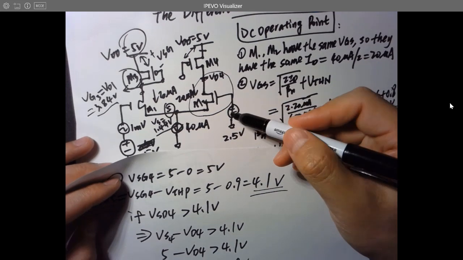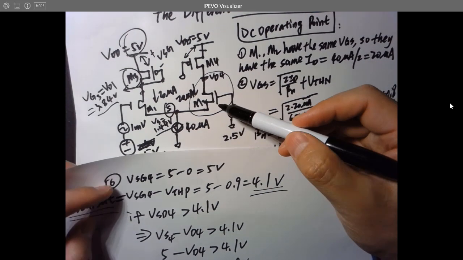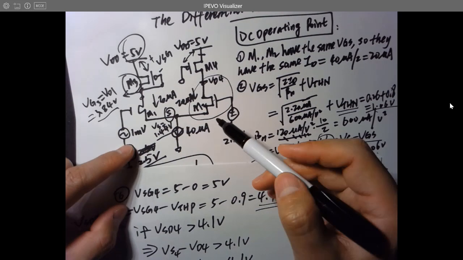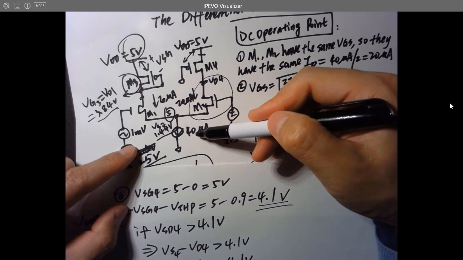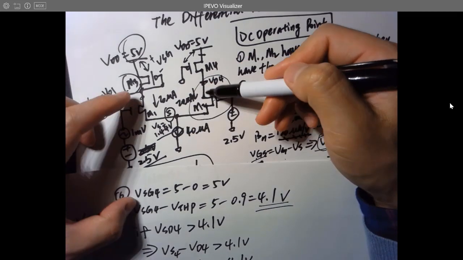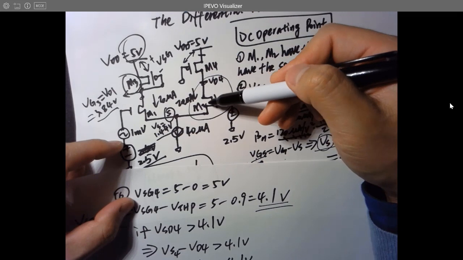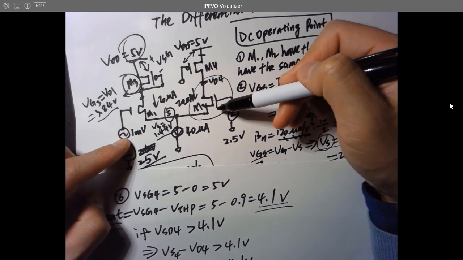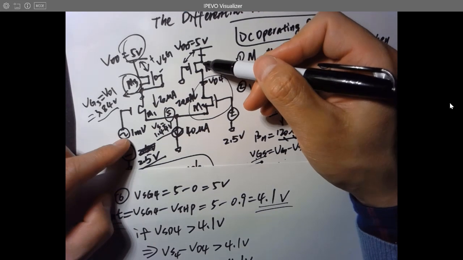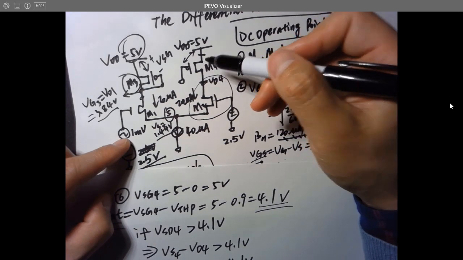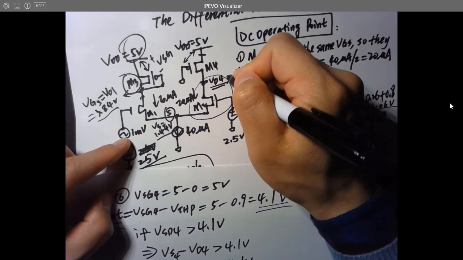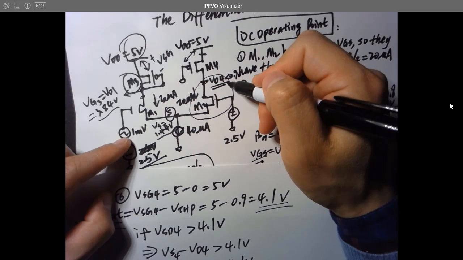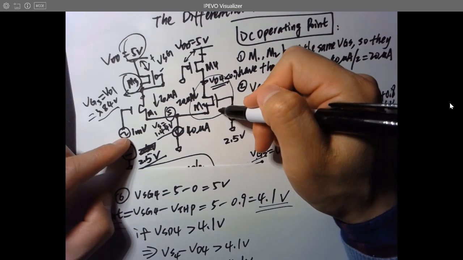But we know that very likely M2 is being operated in the saturation region because it has the same VGS and the same 20 microamps flowing through M2 compared to M1. So we pretty much know that M2 is being operated in the saturation region. But if you want to make this one saturate, you have to have this voltage be smaller than 0.9 volts, which will not be able to saturate M2. You know what I mean?